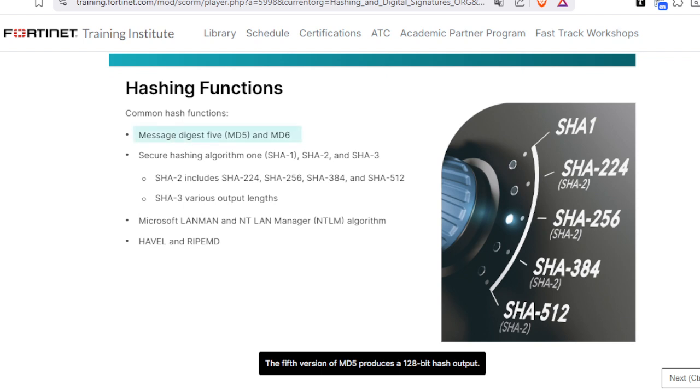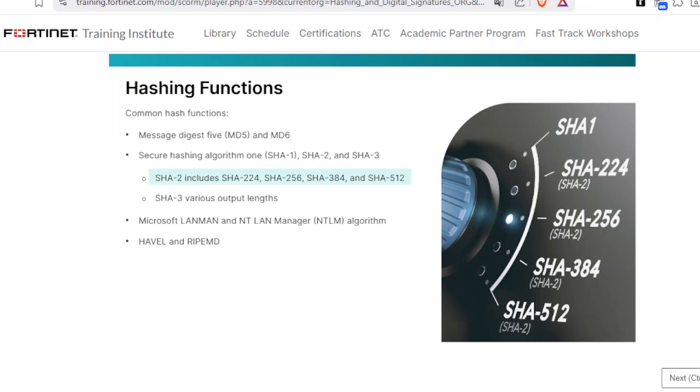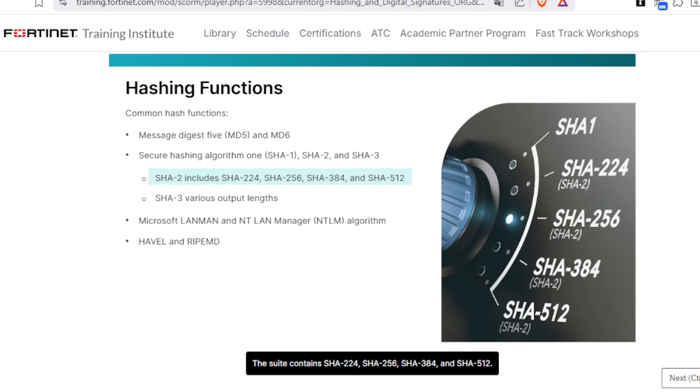The fifth version of MD5 produces a 128-bit hash output. This function was widely used until weaknesses, primarily a susceptibility to collisions, were found. MD6 has supplanted MD5. Thereafter, SHA-1 became more popular, followed by SHA-2 and SHA-3. The SHA-1 function produces a 160-bit hash output, while SHA-2 is really a suite of hash algorithms. The suite contains SHA-224, SHA-256, SHA-384, and SHA-512. SHA-3 lets you decide the length of the output value.